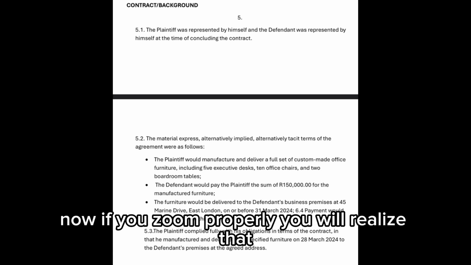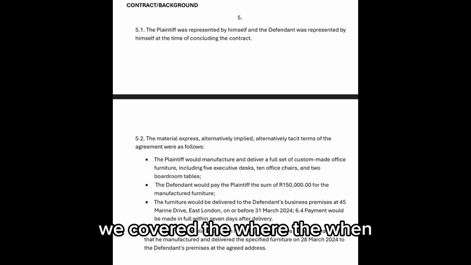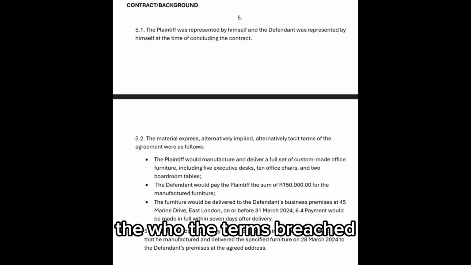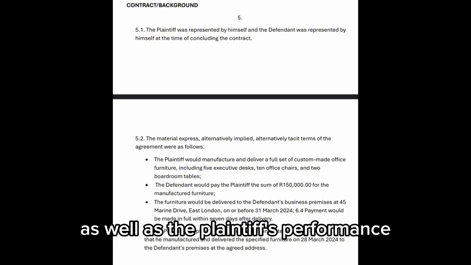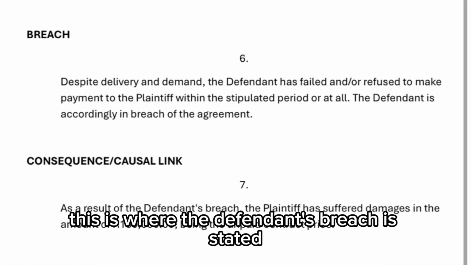Now, if you look properly, you will realize that the facts giving rise to the claim were all included. We covered the where, the when, the who, the terms breached, as well as the plaintiff's performance. Now let's move on to paragraph 6. This is where the defendant's breach is stated.